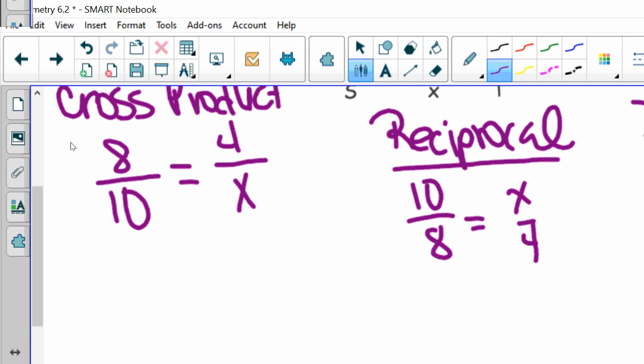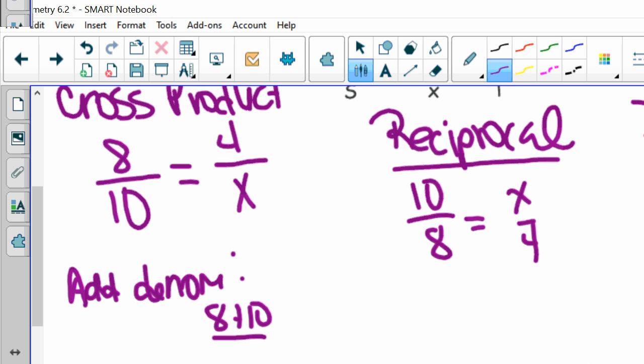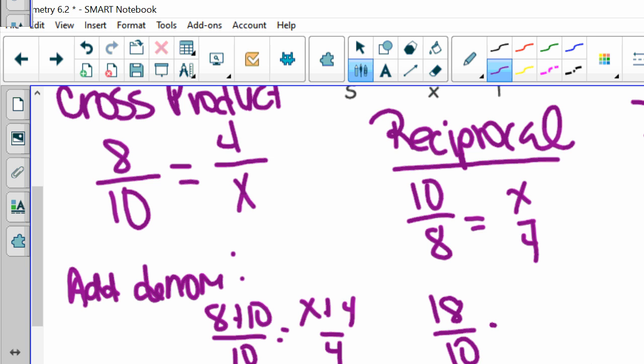Then the last one we have is add the denominators. So this is going to be 8 plus 10 over 10 equals x plus 4 over 4. But I'm not going to leave it as 8 plus 10, so I would work that out: 18 over 10 equals x plus 4 over 4. Great.